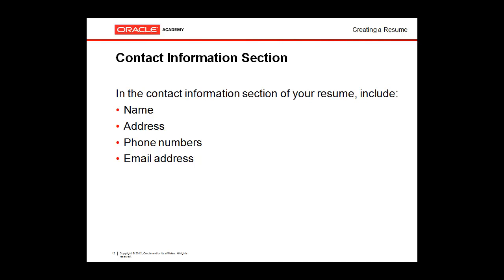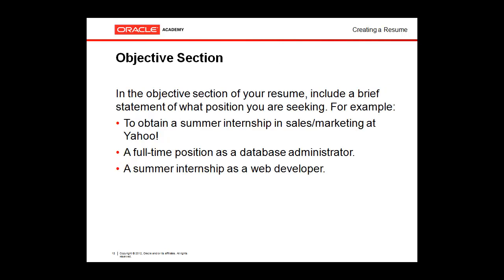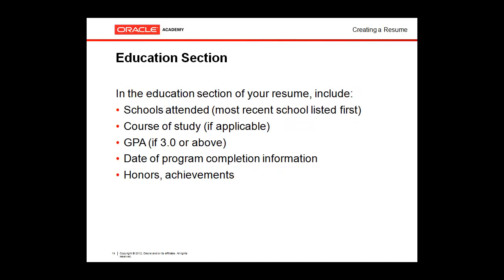In the contact information section, include your name, address, phone numbers that are best to reach you at, and your email address. In the objective section, include a brief statement of what position you are seeking. Some examples are listed. This will help employers understand what type or types of positions you are seeking.